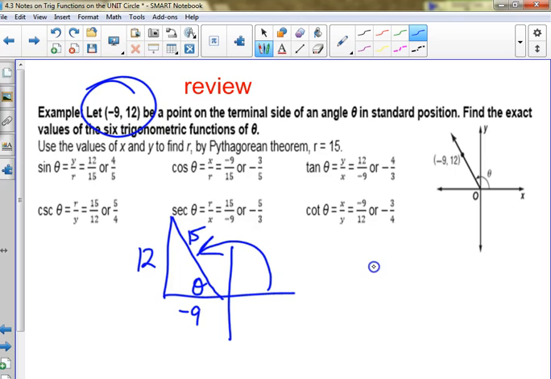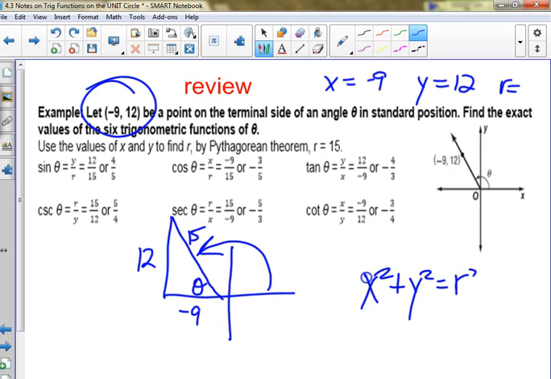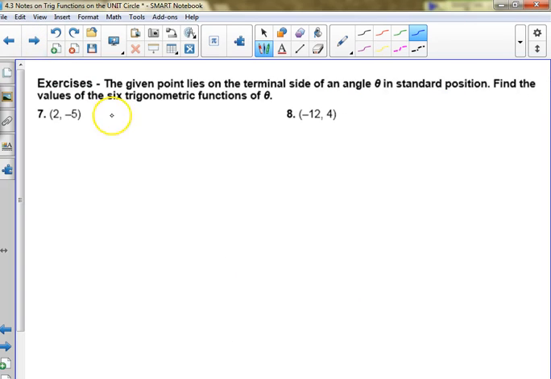The other way to do it, guys, is to just call this x is negative 9, y is 12, and you can find r by this formula. Okay, turns out to be 15. R is always positive. The hypotenuse is always positive. And then you could use your x, y, r definitions. I just usually draw the triangle. All right, so what quadrant are we going to do for number 7?